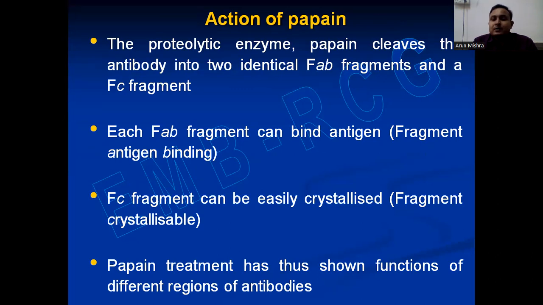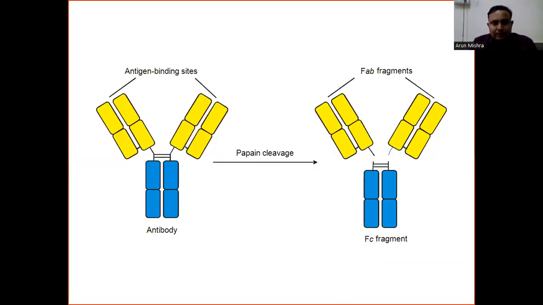Papain treatment has thus shown the functions of different regions of the antibody. We can see here the antigen binding sites and then again the papain cleavage, which cuts at the hinge joint or the disulfide linkage of the antibody. And so the antibody is cleaved into two parts, the Fab fragments or the upper part and the Fc fragment or the lower basal part.